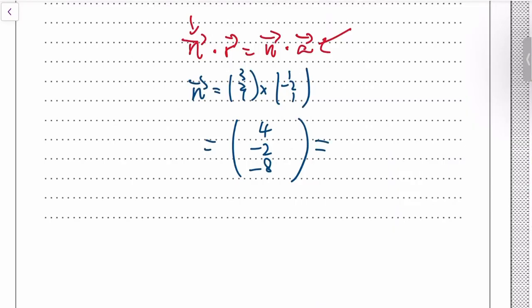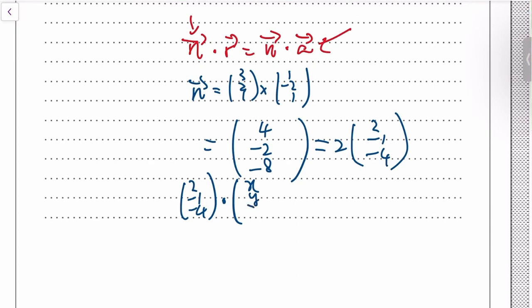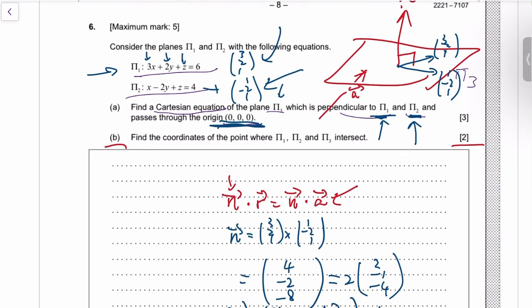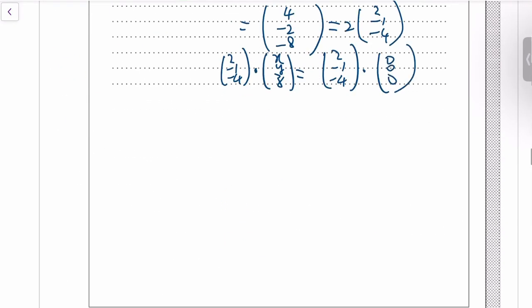Okay. So for a direction vector, a normal vector, where you only care about the direction, you can take out a common factor, wouldn't affect anything. So we can take n to be (2, -1, -4), and r dot n: we write r as (x, y, z), equals n dot a. A is a point on the plane, so it says the plane will pass through (0, 0, 0), so we'll take that to be a. Anything dot (0, 0, 0) is 0, so this is 2x - y - 4z = 0.